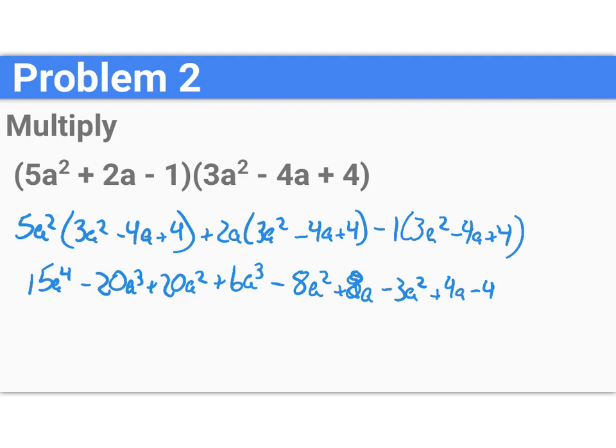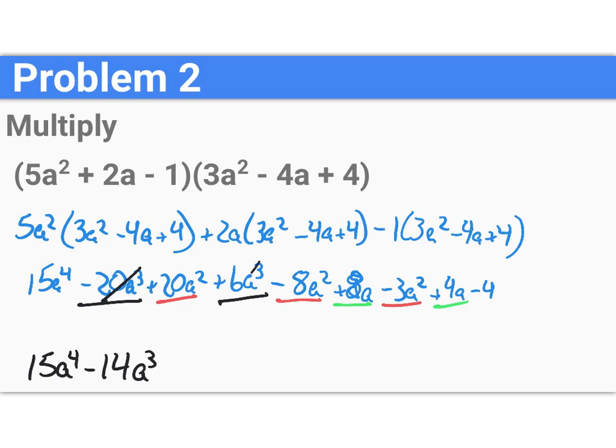Okay, now let's identify our terms. We know that a to the fourth and negative 4 are going to be the only ones. So let's take our cubes. It's only 2 cubes. Let's take our squares, 3 squared terms, and our a terms. Okay, there we go. So now, rewriting this, 15a to the fourth minus 20a cubed plus 6a cubed is negative 14a cubed. Cross them out as I use them so I don't get confused.